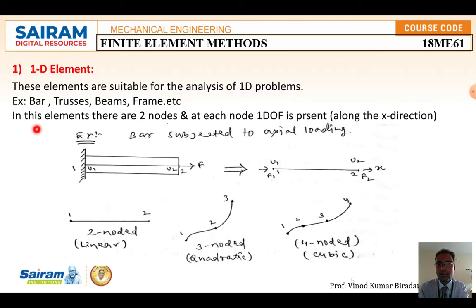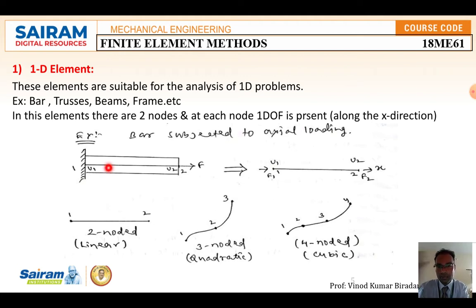First, let us understand the 1D element. One dimensional elements are suitable for the analysis of only one dimensional problems. Examples of one dimensional elements are bar, trusses, beam, frame, etc. In this element there are 2 nodes, and at each node 1 degree of freedom is present along the x direction. You have to remember this.